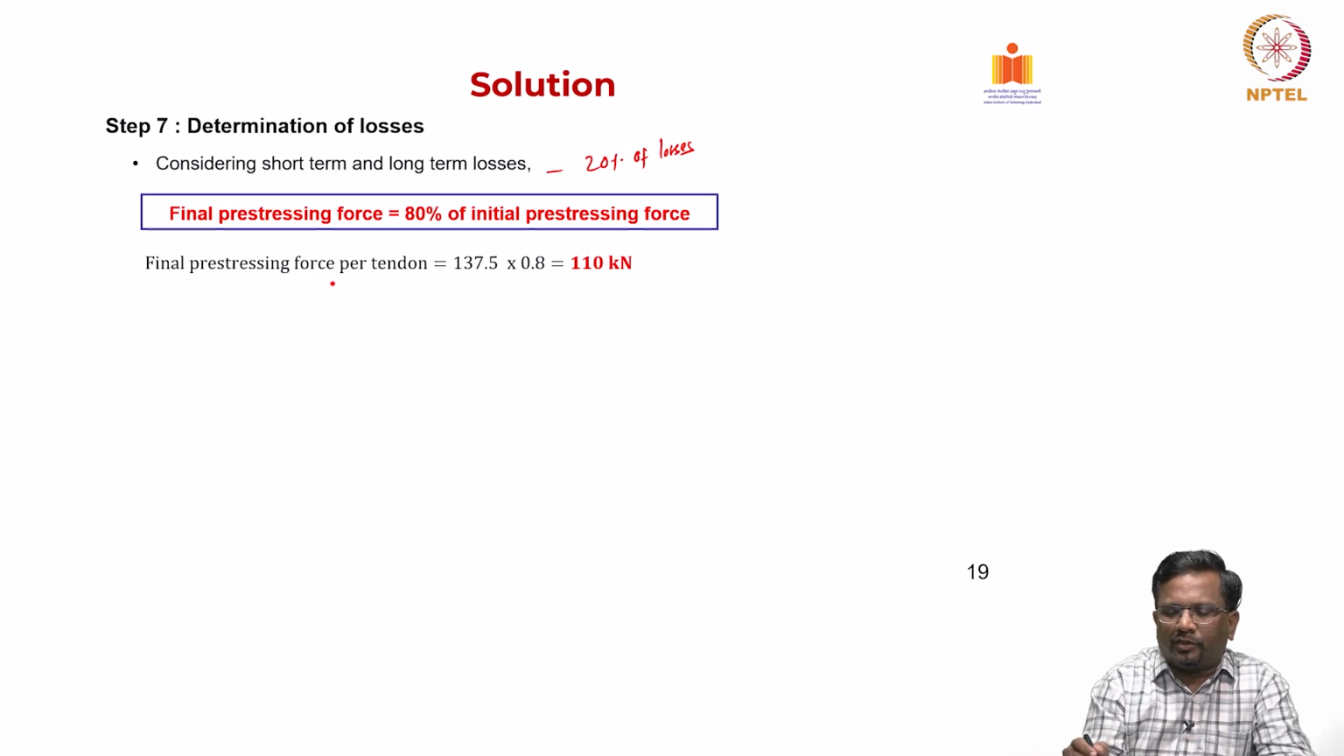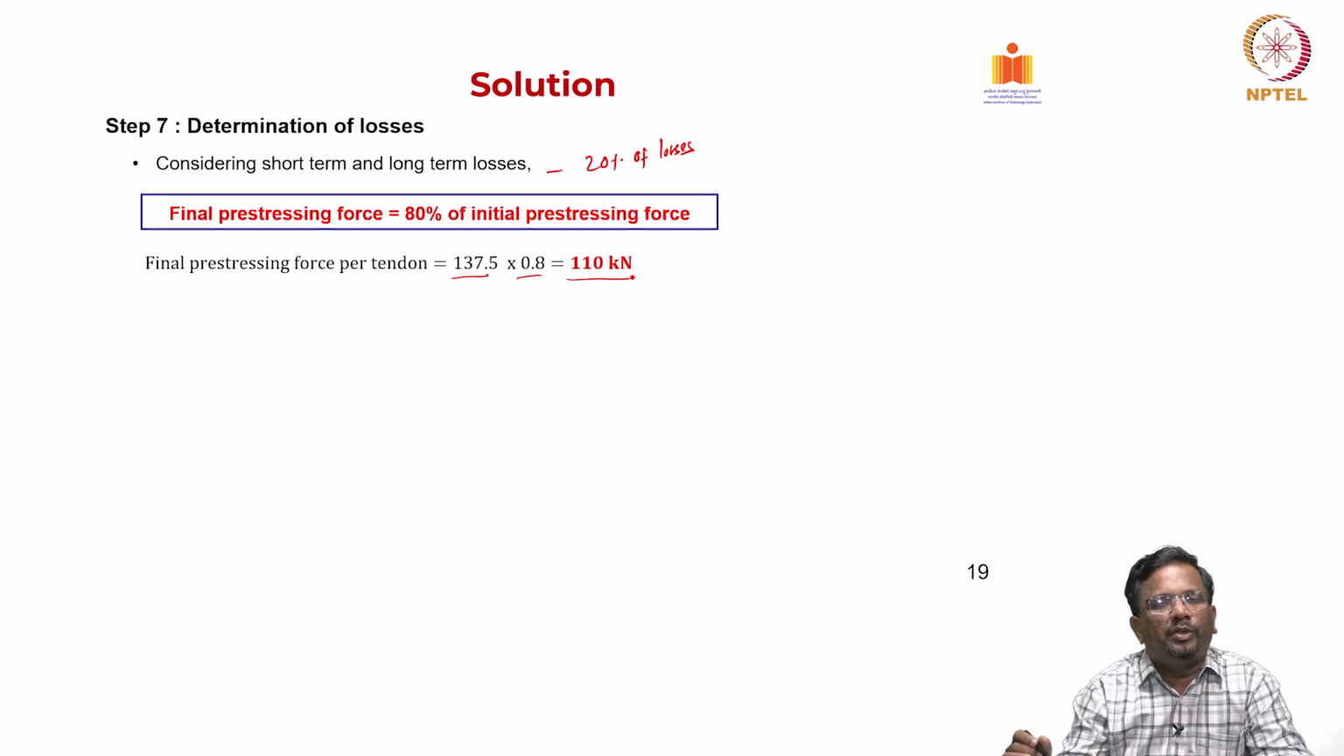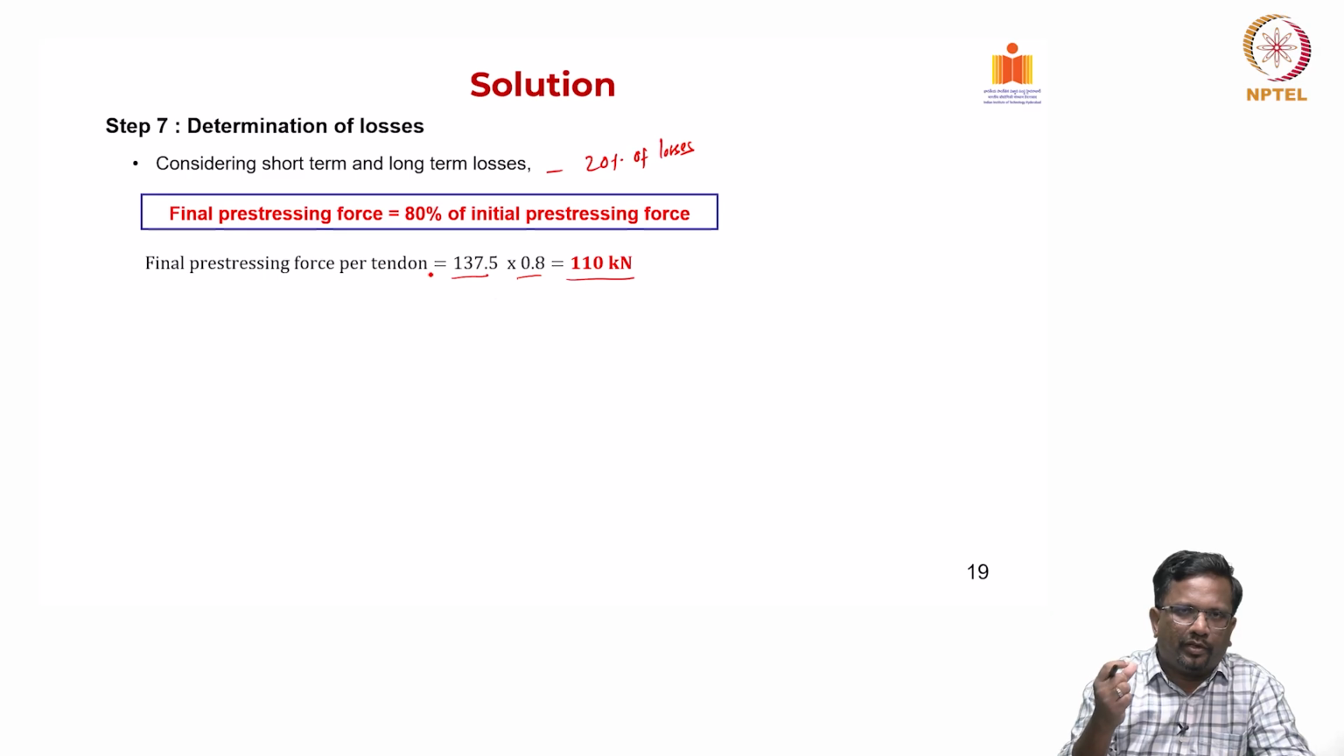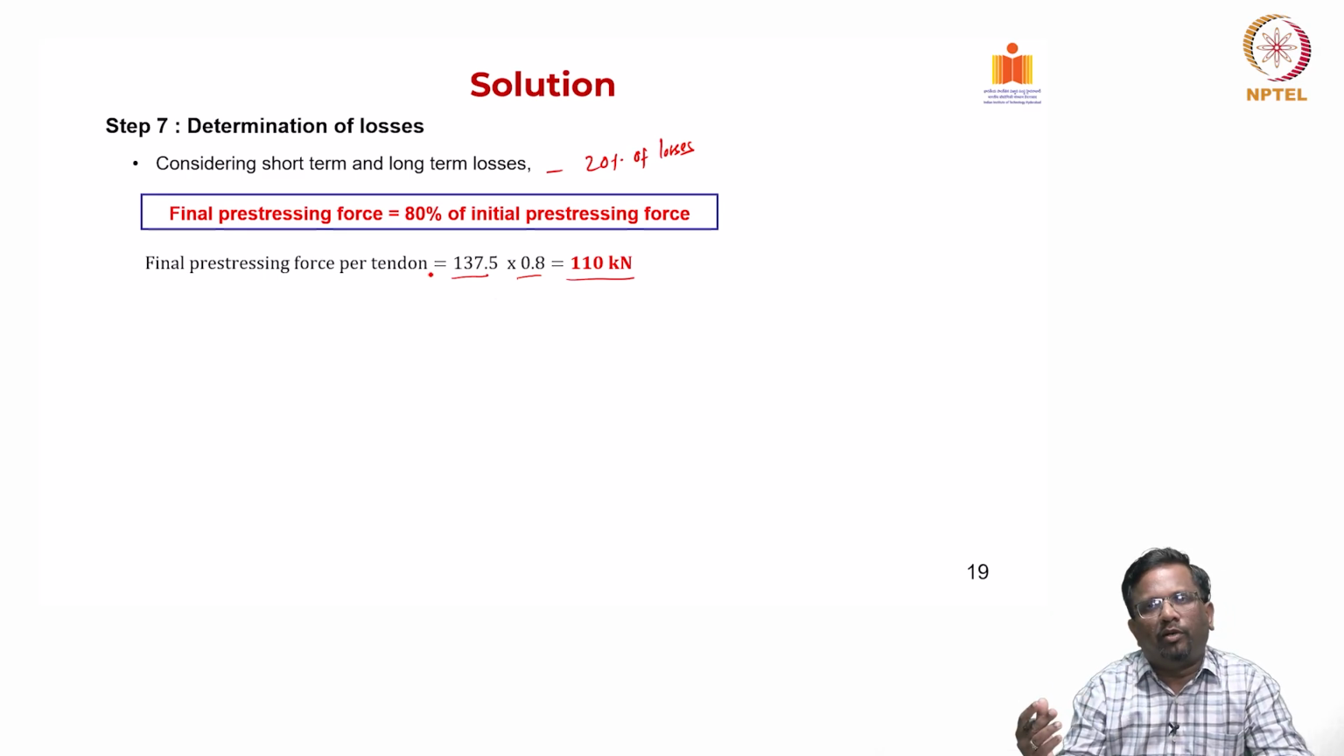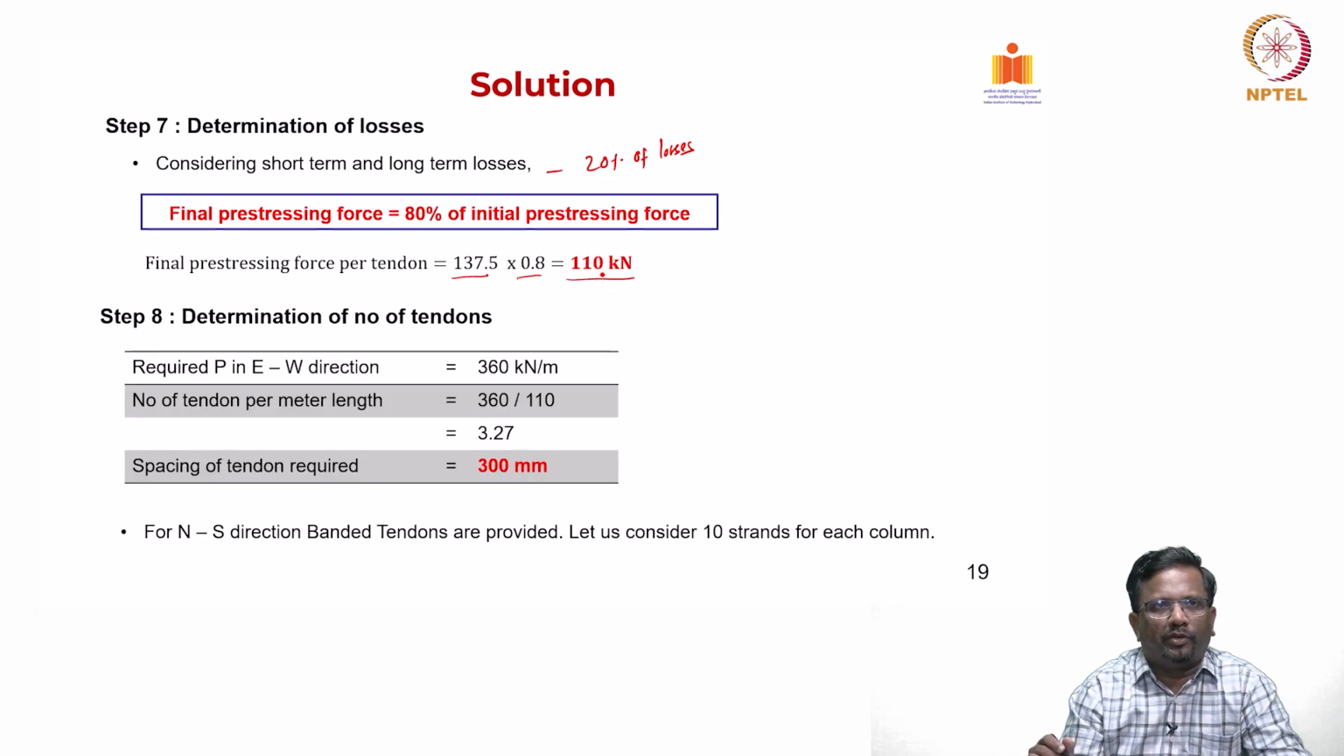So, the final prestressing force for each cable is 137.5 multiplied by 0.8, which works out to be 110 kilonewton. We are talking about each individual cable, which we call a tendon. Now, there are also multiple systems available: you have a 4 cable system, a single cable, and a 2 cable system. Here we are taking a single cable system, and for each cable you get 110 kilonewton as the effective prestressing force.